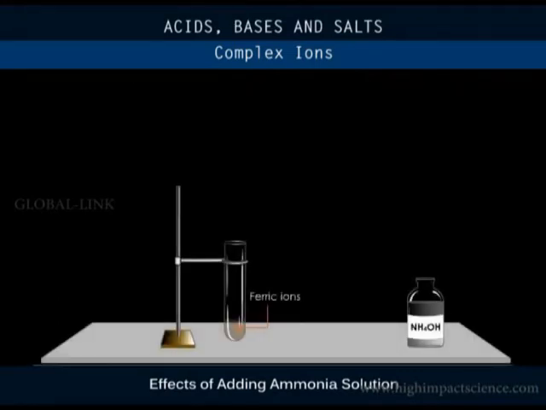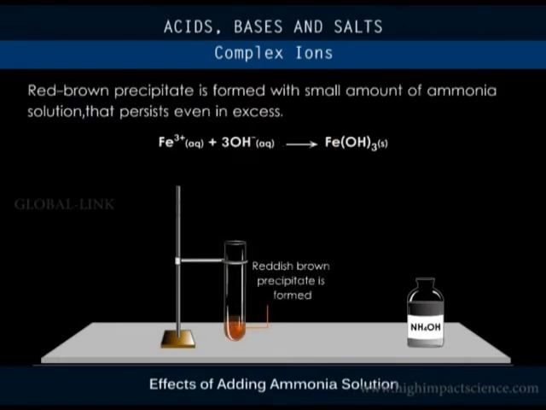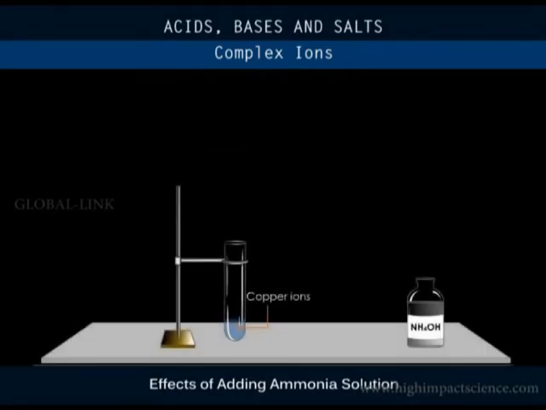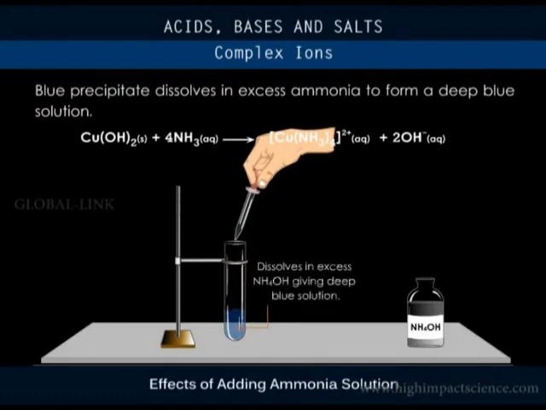Next is iron-3 ions. When ammonia solution is added, a red-brown precipitate forms that persists even in excess ammonia solution. Finally, copper-2 ions. We add a small amount of ammonia solution, and a light blue precipitate is formed. When we add excess ammonia solution, the precipitate dissolves to form a deep blue solution.